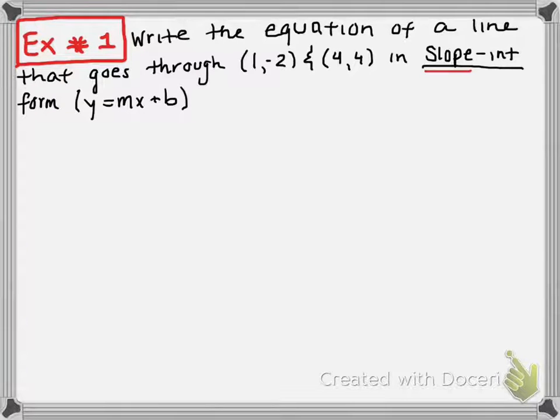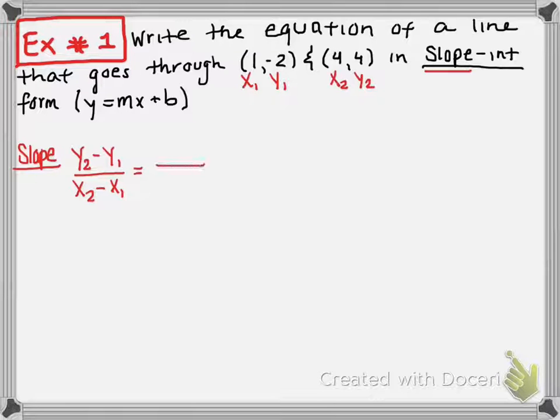So on the side of your paper, we are going to write down slope and our slope formula. So our slope formula is y2 minus y1 over x2 minus x1. Usually what I like to do with these types of problems is I start by just labeling the two points that I have. So here's my x1, y1, and my x2, y2. Then I can go ahead and plug those points into my slope formula.